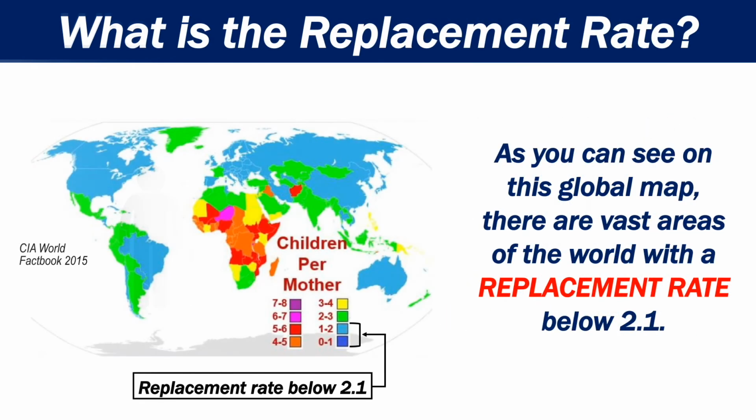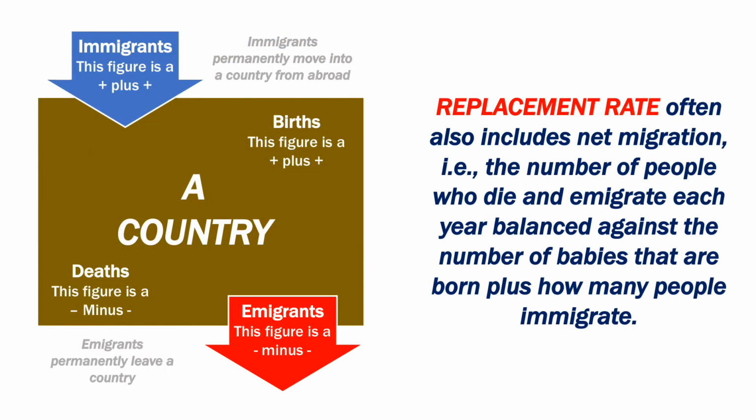As you can see on this global map, there are vast areas of the world with a replacement rate below 2.1. Replacement rate often includes net migration, that is, the number of people who die and emigrate each year, balanced against the number of babies that are born, plus how many people immigrate.